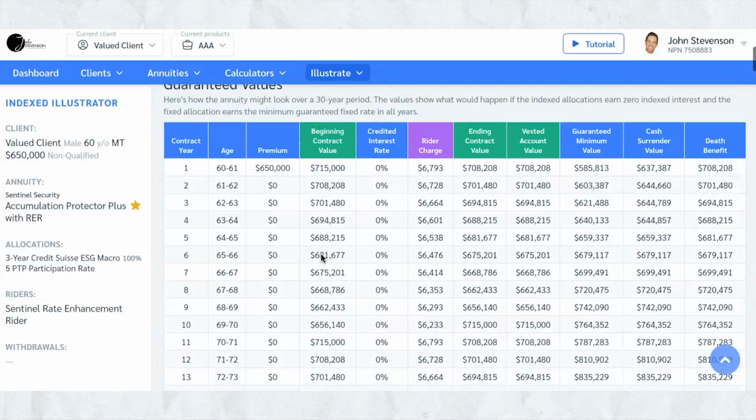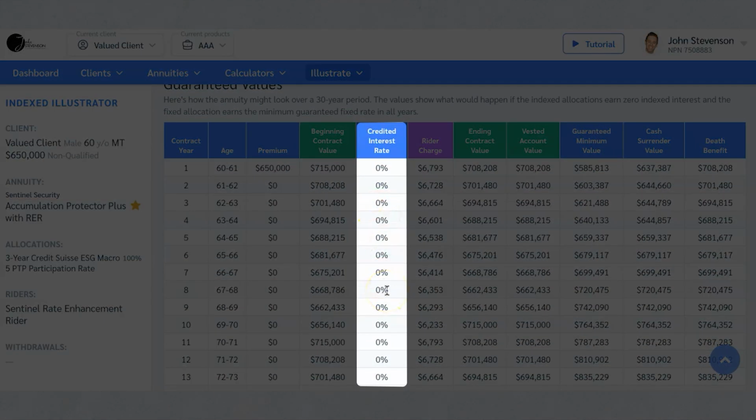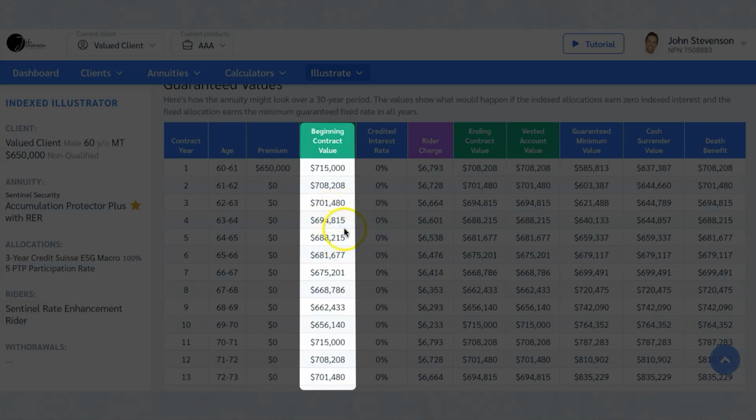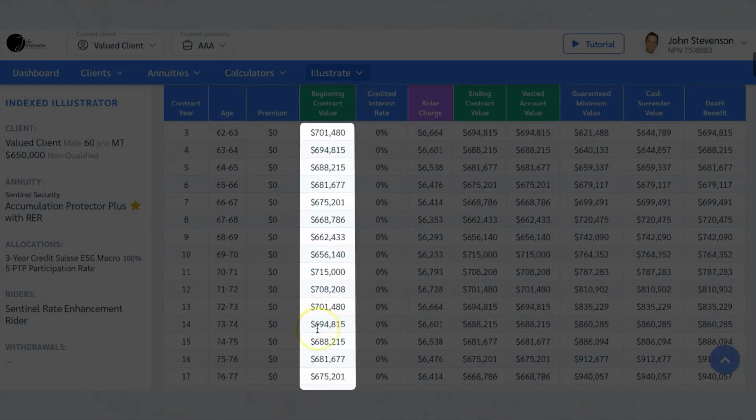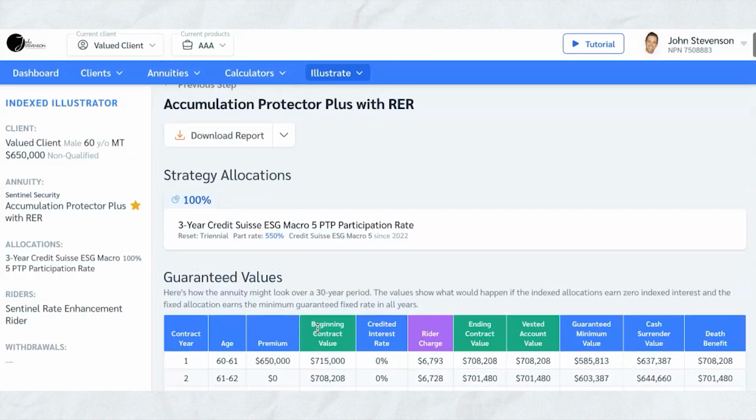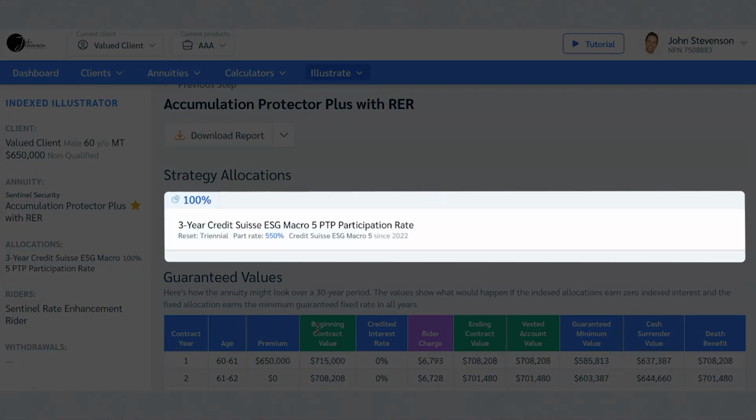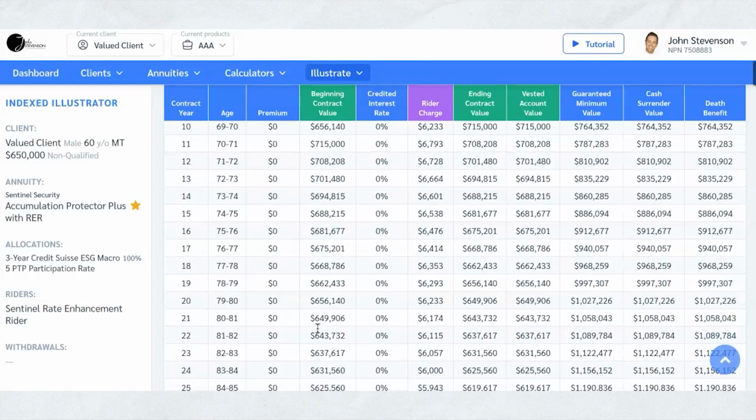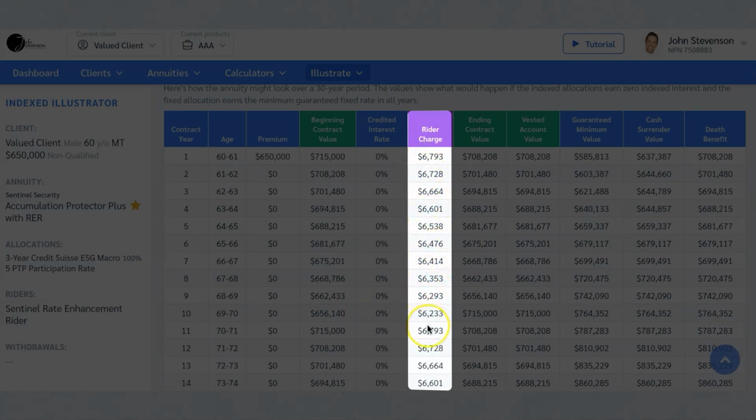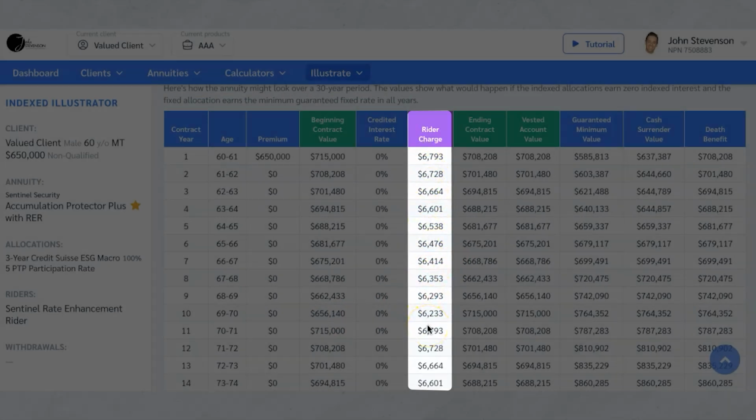All right, so you've got the guaranteed side, which is showing zero interest rate credited, which just means worst case scenario, if the index delivers nothing, then you'll earn nothing. And you can see the contract value going down because they're charging fees. But it looks like over time it actually, well, no, it still goes down. So that's from fees. Let's take a look at this. It's a rider charge. That's what it is. So you see, I have a rider charge right here. This column, $6,000 a year. That's a lot.